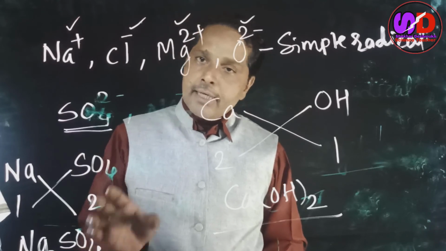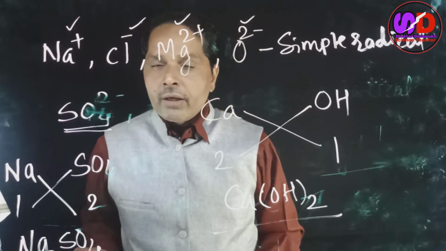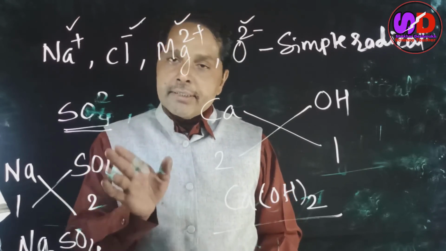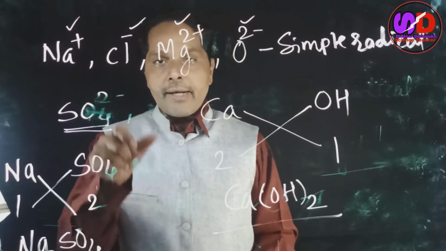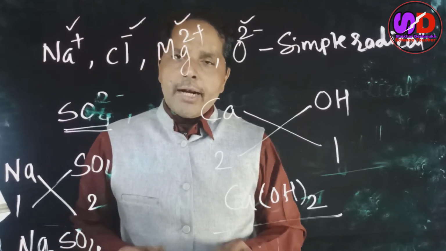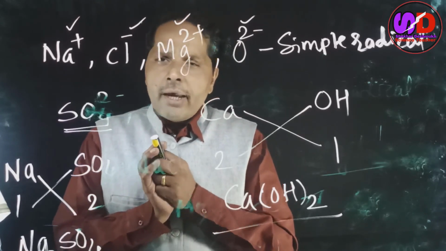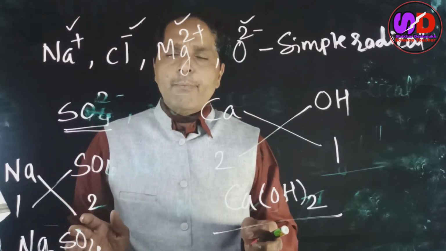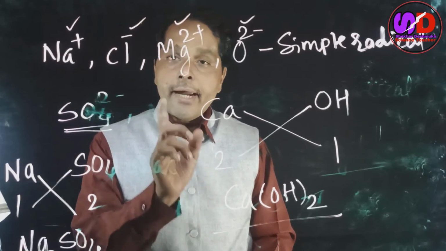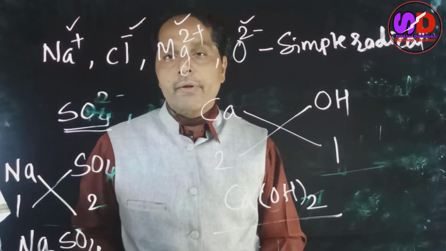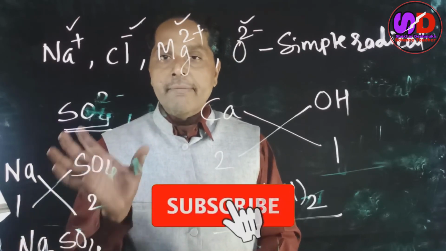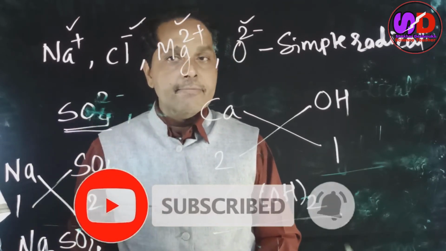Some basic radicals, that means positive radicals, simple and composite both. Some negative radicals, that means acidic radicals, simple and composite both. The lists are given here. Try to make as many possible combinations of cation and anion as you can and make compounds of them. Try to make the molecular formulae of compounds by cross multiplication of their valencies.